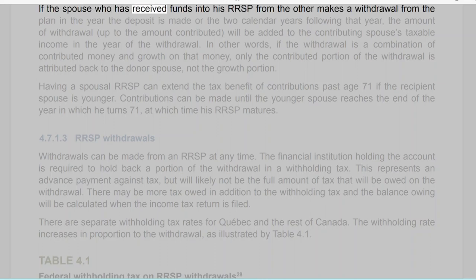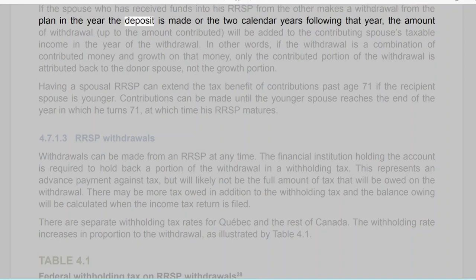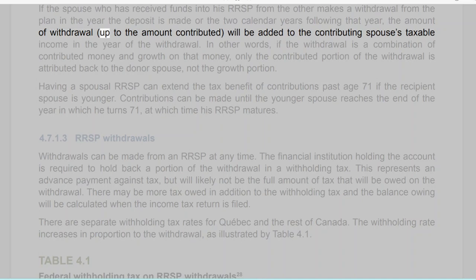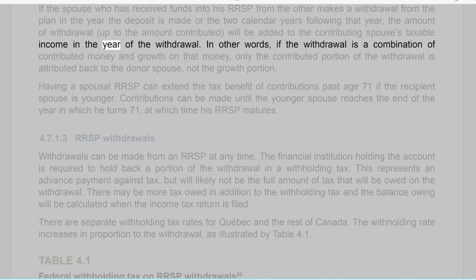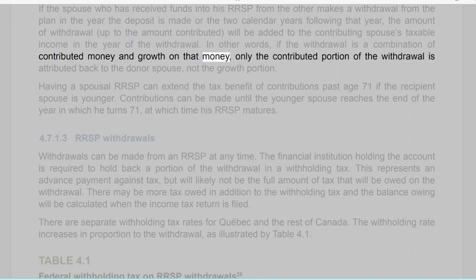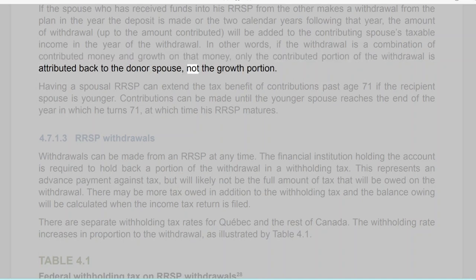If the spouse who has received funds into his RRSP from the other makes a withdrawal from the plan in the year the deposit is made or the two calendar years following that year, the amount of withdrawal, up to the amount contributed, will be added to the contributing spouse's taxable income in the year of the withdrawal. In other words, if the withdrawal is a combination of contributed money and growth on that money, only the contributed portion of the withdrawal is attributed back to the donor spouse, not the growth portion.